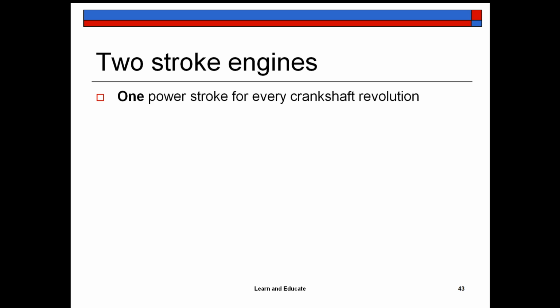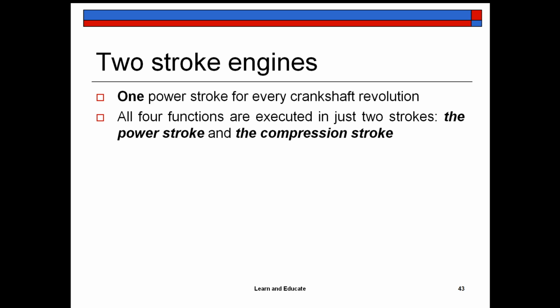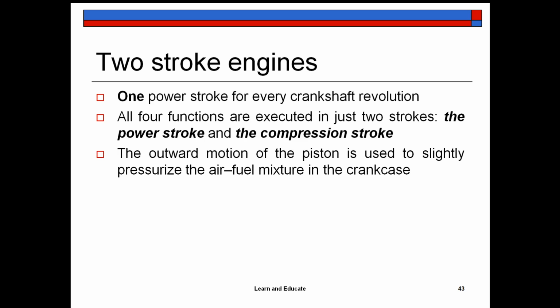So there will be one power stroke for every crankshaft revolution, whereas in a four-stroke engine, one power stroke was obtained for every two revolutions of the crankshaft, 720 degrees. But here, for every 360-degree revolution, we will get one power stroke. So there are only two strokes, the power stroke and compression stroke. The other two, intake and exhaust, are combined with these two respectively.